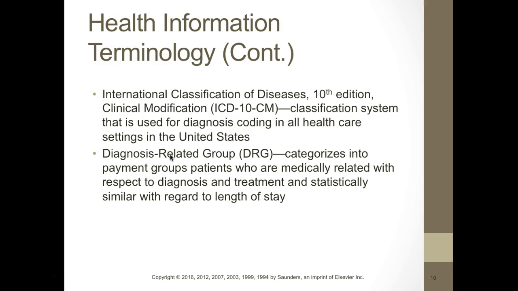So the DRG is the diagnosis related group. It categorizes into payment groups patients who are medically related with respect to diagnosis and treatment and statistically similar with regards to length of stay. So when a patient gets admitted to the hospital, we have a DRG. So they fall into this category, and there should be a treatment plan based on that diagnosis. And you're paid by your DRG number. So if the patient's admitted for diverticulitis, there's a DRG for diverticulitis, and it says how long they're going to pay for the stay and what kind of treatments they'll pay for. So that's a DRG.